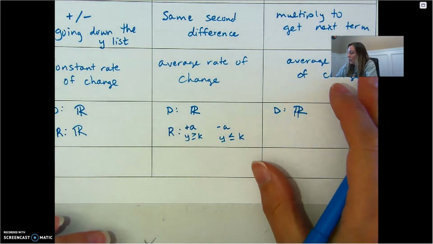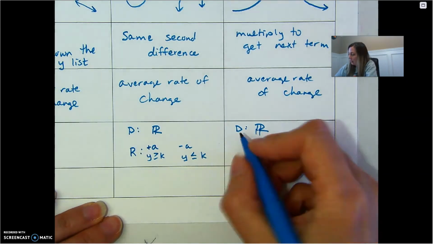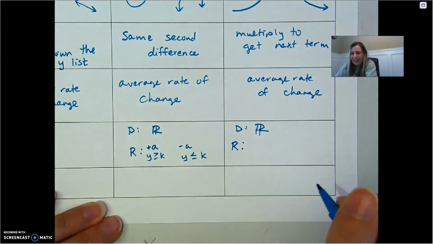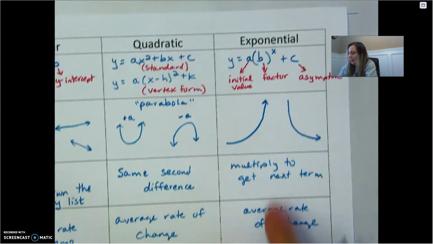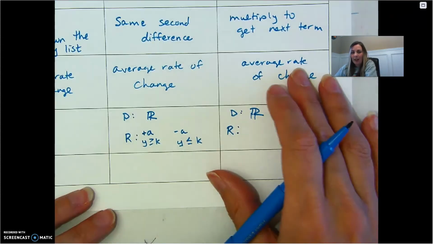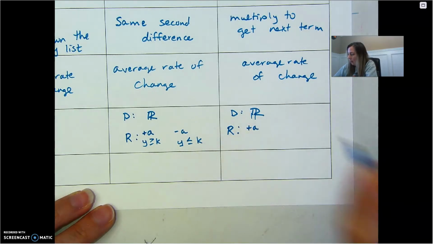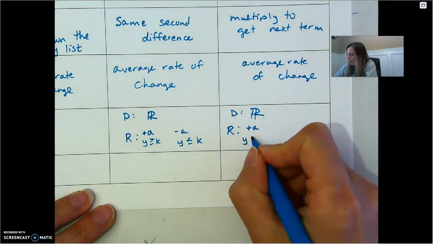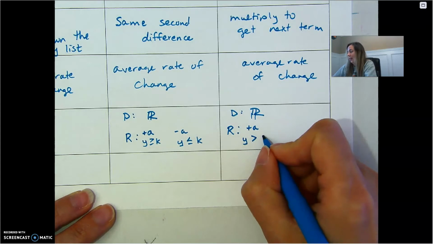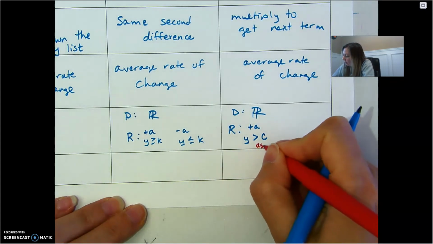Okay, and now the most recent is exponential functions. So for your range, it's kind of the same idea. If this a in front is positive, then it is going to be on the positive side of the y-axis, but you have to watch out for the asymptote. So again, if we have a positive a, we're going to say y is greater than that c, right? That c in our equation is the asymptote.